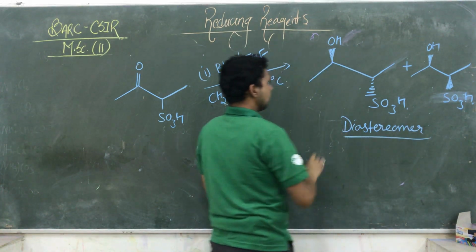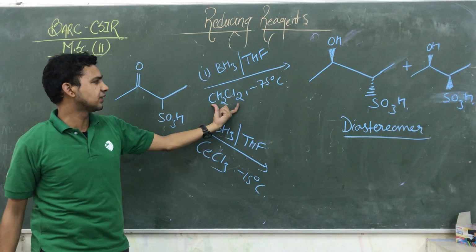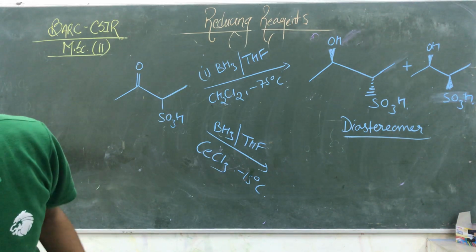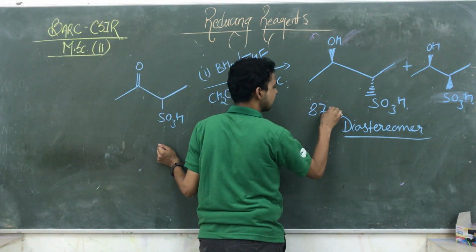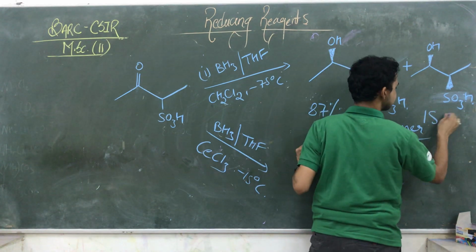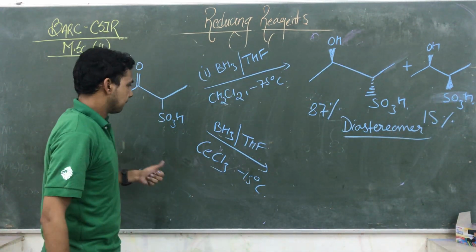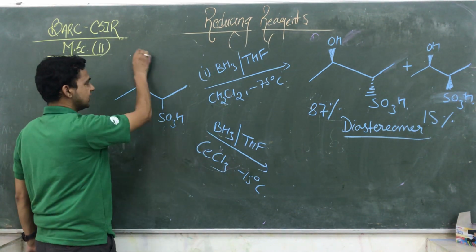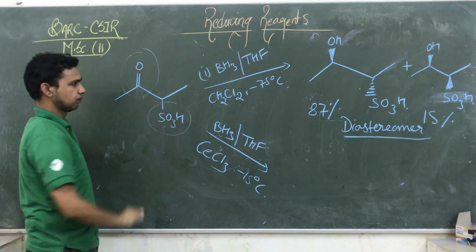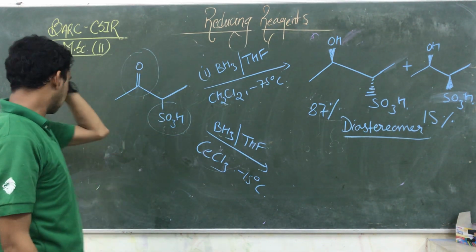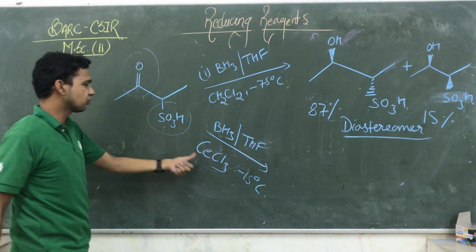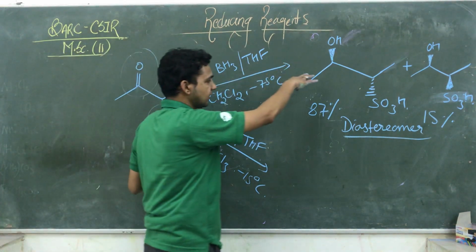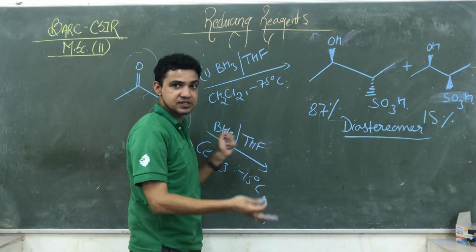Diastereomers. When the reaction takes place in the presence of dichloromethane, you get different ratios of these compounds. Here we are getting 87% of one compound and 15% of the other. But in the case of cesium trichloride, it forms a chelation with the ketone as well as the sulfonic group. When the cesium trichloride forms a chelation or bond with the sulfonic and carbonyl groups, the ratio of the products is reversed.